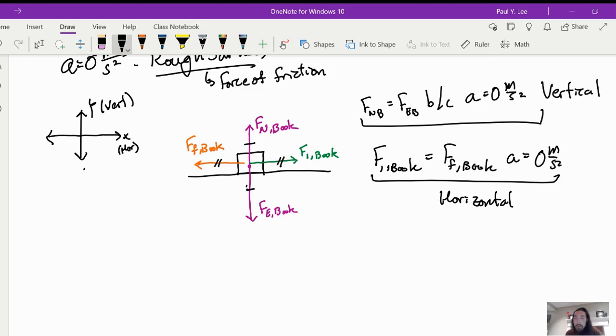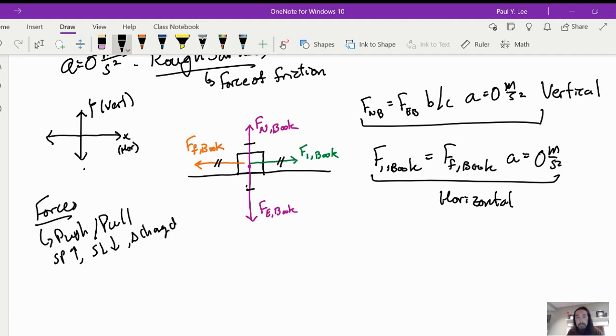Okay, so now you might be wondering, but Mr. Lee, how do we show that this object is moving? Well, if you remember, this diagram is all about forces, and forces push and pull. If you push or pull, that means we either speed up, slow down, or the new one, change direction.